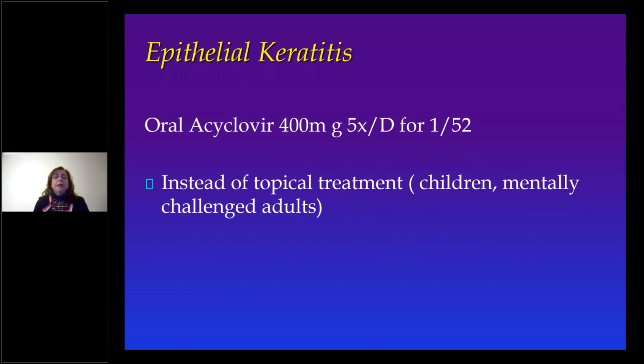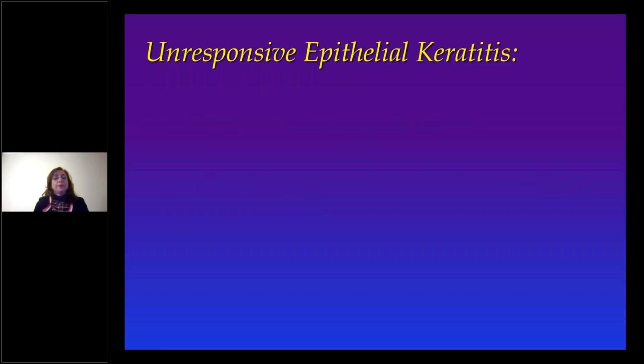You can treat epithelial keratitis with oral acyclovir, 400 milligrams for herpes simplex, 5 times a day for a week. However, we don't add the oral to the topical, so you can use the oral instead of the topical when you cannot give the topical, for example in children or mentally challenged adults. But the oral acyclovir will also work, and you can use it instead of the topical.